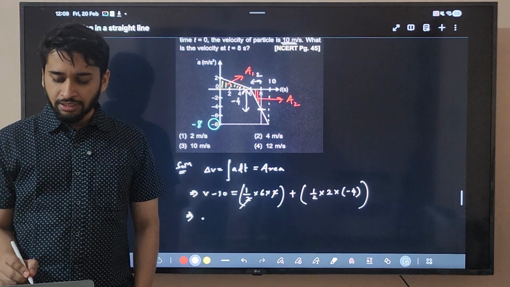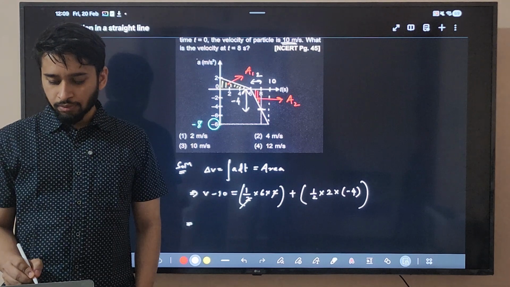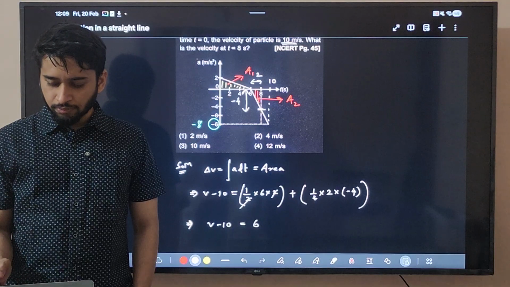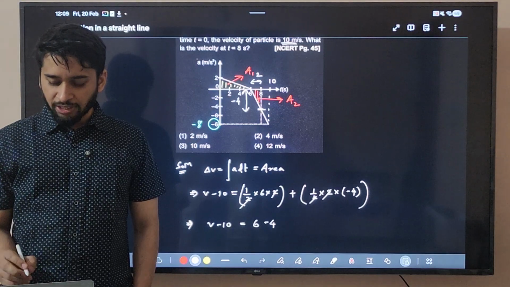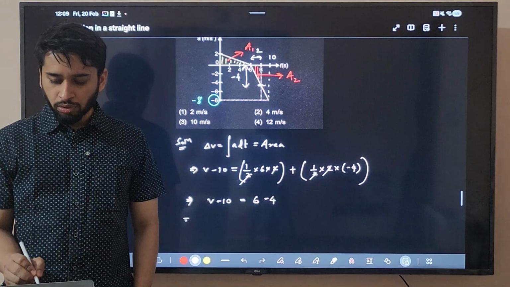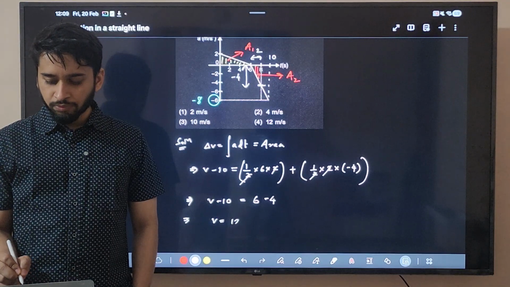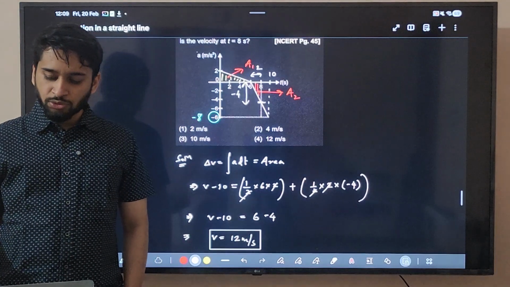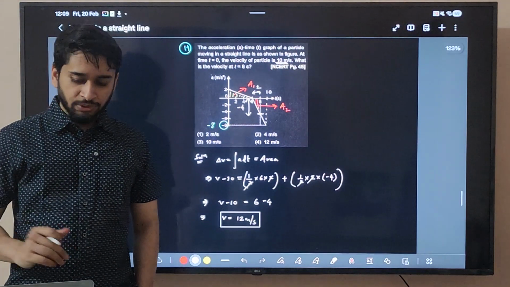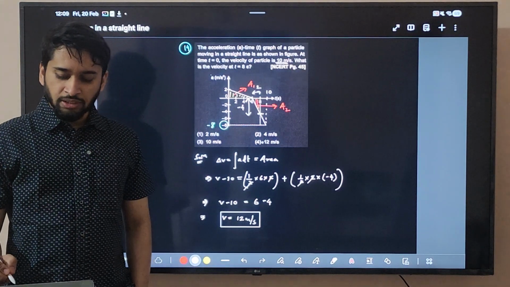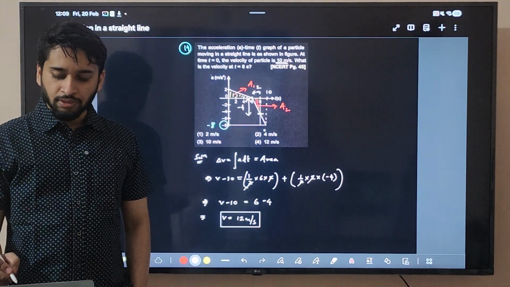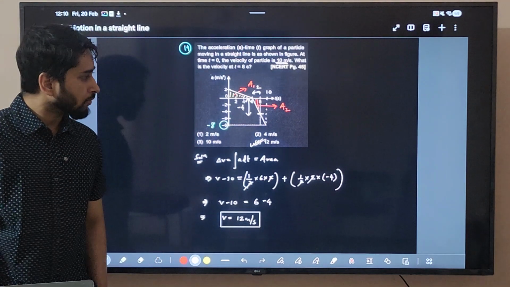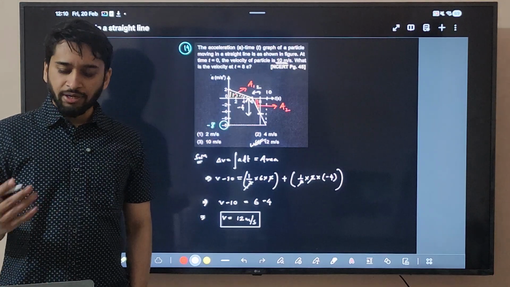So here 2 gets cancelled. V minus 10 will be equal to 6 minus 4. 6 minus 4 will be 2. V will become 10 plus 2, 12 meter per second. So we have the answer. That means whatever values we assumed was correct. There is certain error in the question for sure. Fine. So answer should be the fourth option, which is 12 meter per second. Okay, right? Clear? Excellent.